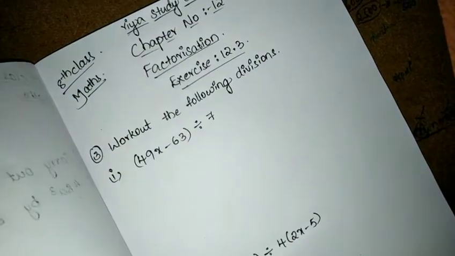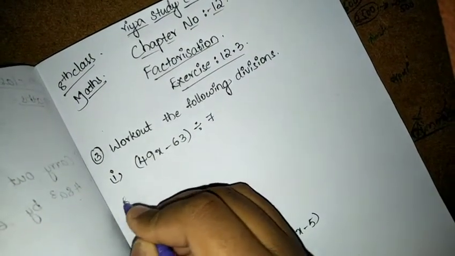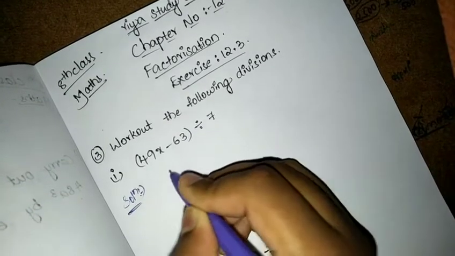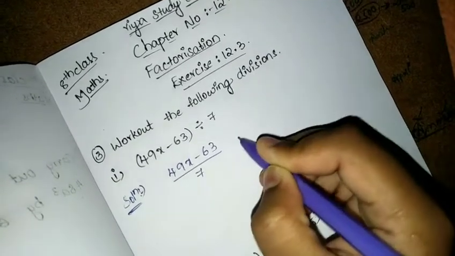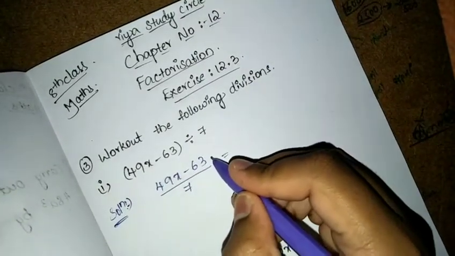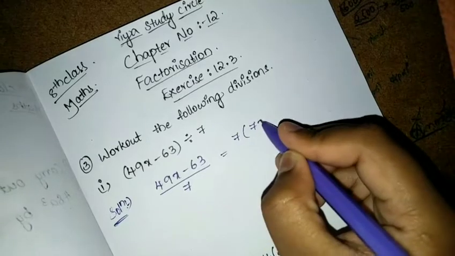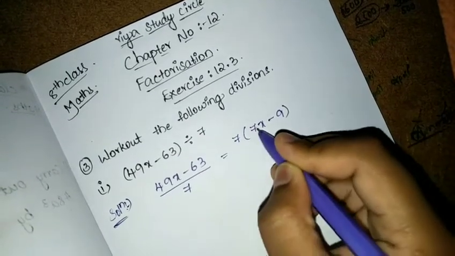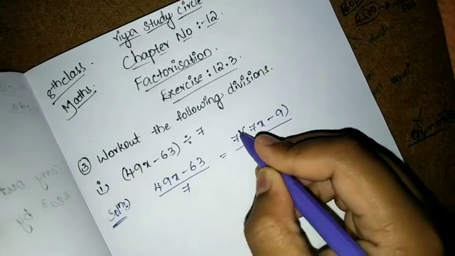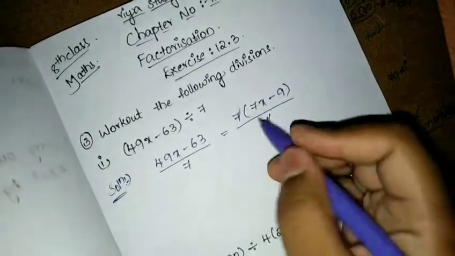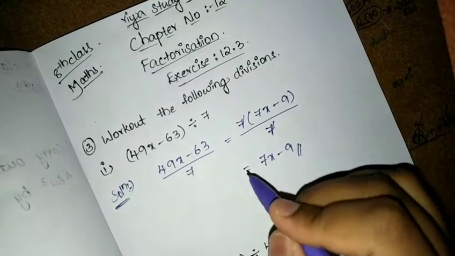In that, the first problem is 49x minus 63 divided by 7. So the solution for this problem is 49x minus 63 divided by 7 equals, in these two terms we can take out common 7. Then we get 7 into (7x minus 9). 7 sevens are 49, 7 nines are 63, divided by 7. So in numerator and denominator we can cancel 7. Then we get 7x minus 9. So this is our final solution for the first problem.